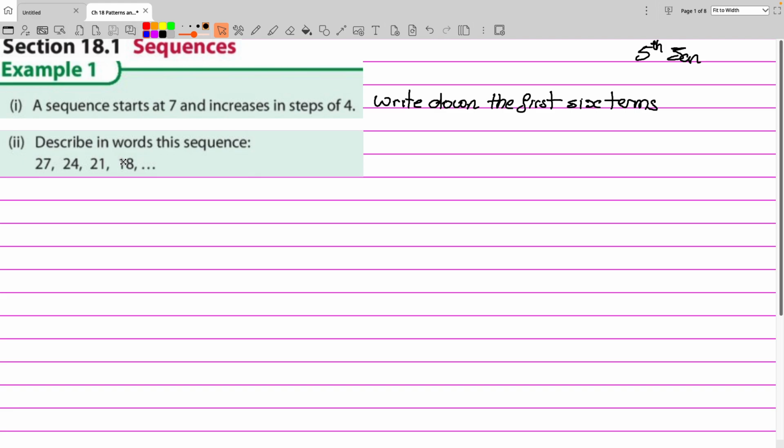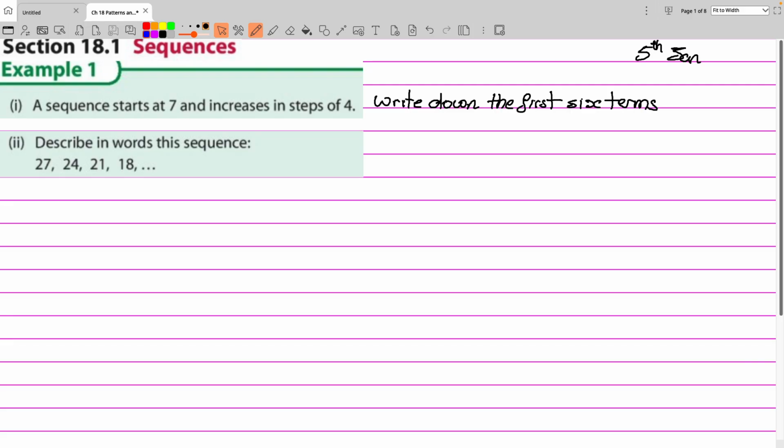So the 7 is the first number. The 11 is the second number. The 15 is the third, the fourth, the 5th, and the 6th. So term number 1 will be 7. Term number 2 would be 11. Term number 3 will be 15. Term number 4 will be 19, 23, and 27. And I apologize for doing that now. I just want to get ahead of myself.